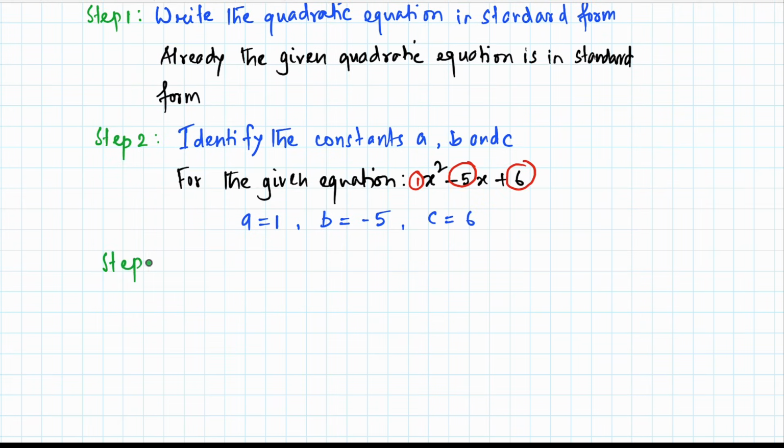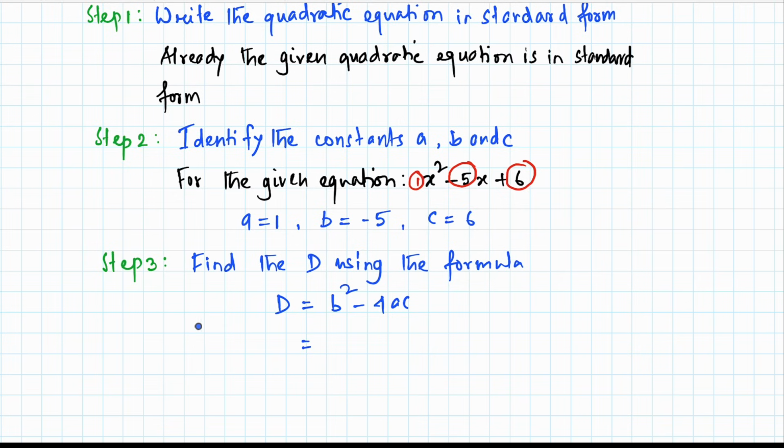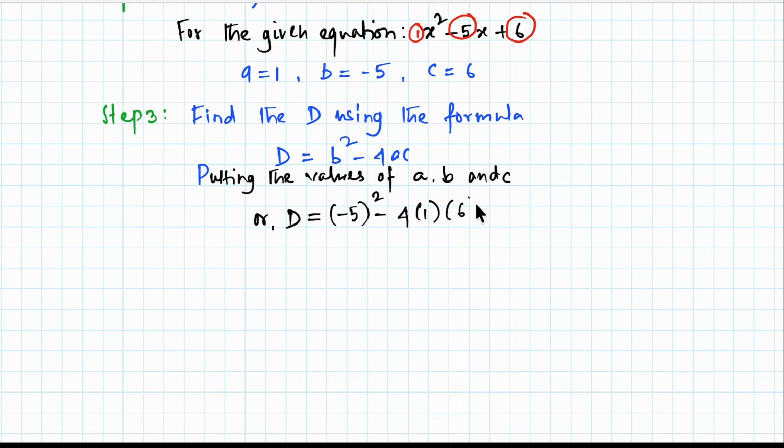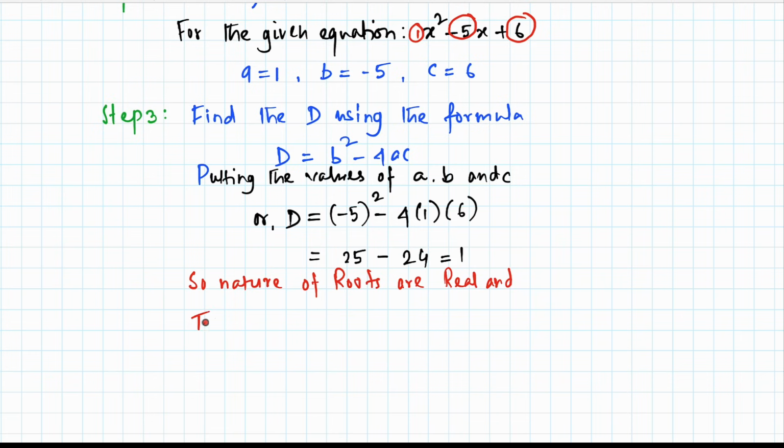Now step 3, we will find D, the discriminant, using the formula D is equal to b square minus 4ac. Putting in the values of a, b and c, D is equal to minus 5 square minus 4 into 1 times 6. So 25 minus 24, which is equal to 1. Now you can understand why we are finding D. First we can see the nature of the roots. The roots are real, and we'll find two distinct roots.